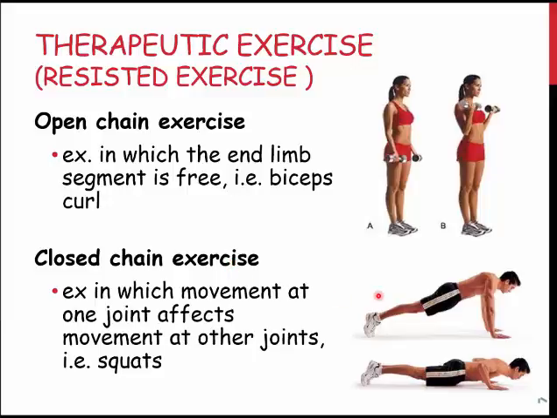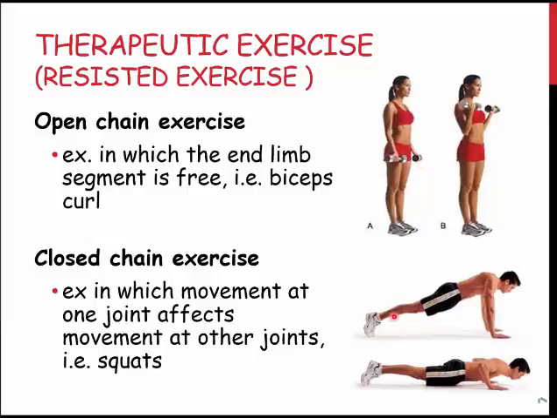A closed chain exercise, on the other hand, is an exercise in which movement at one joint affects movement at other joints. The distal segment is fixed and cannot move. The example in your slide is a push-up. The distal segment being the hands. They're attached to the floor and cannot move. In the open chain example, the hand is free to move in space.